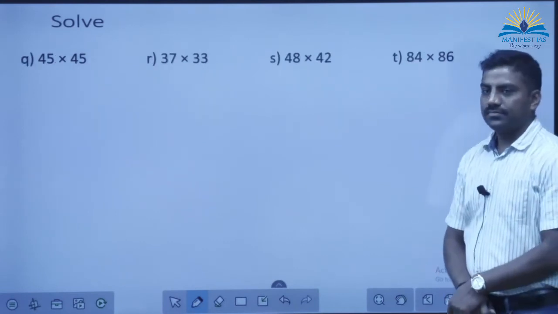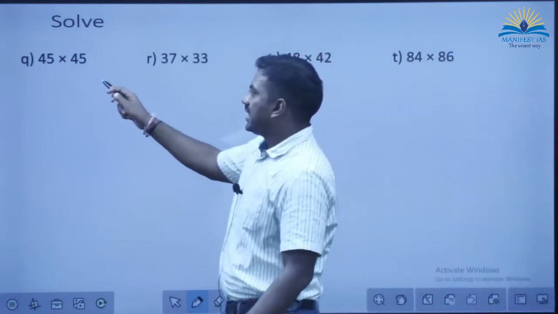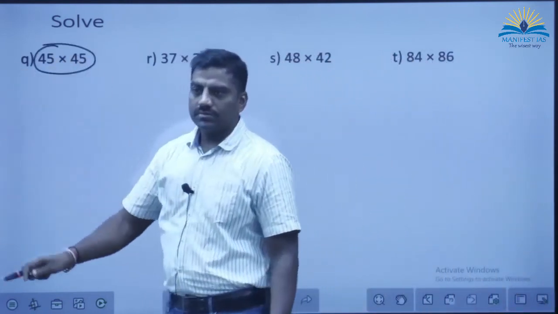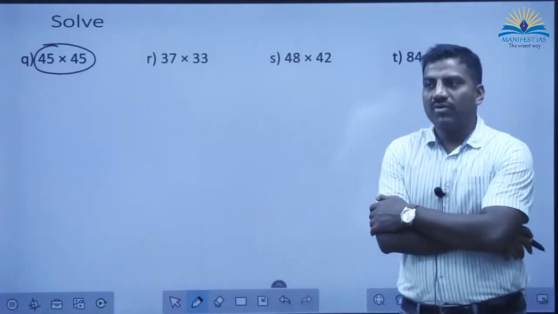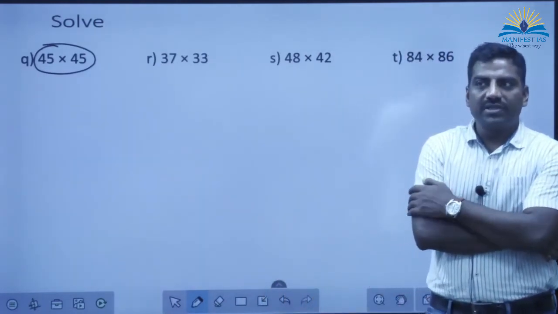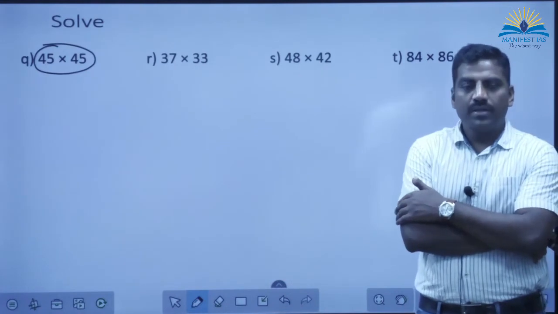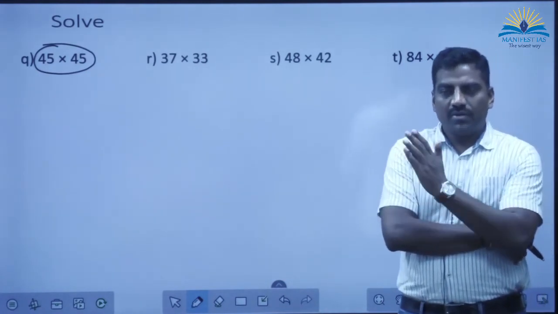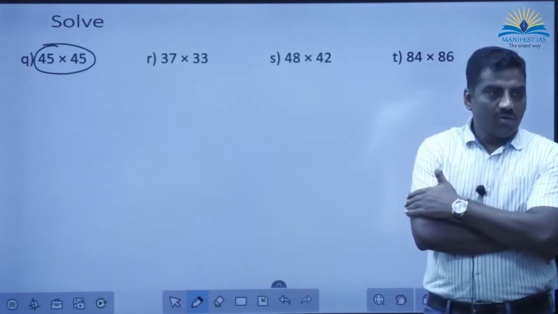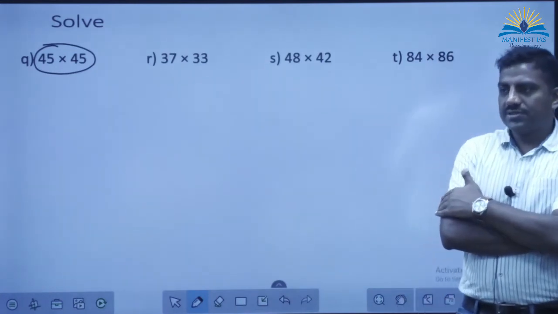Next. Already we have done this exercise. 45 into 45. Yes or no? While finding the squares of numbers ending with 5: 5 square 25, 15 square 225. Like that we have done, right? From 35 to 95, we have found out the squares.